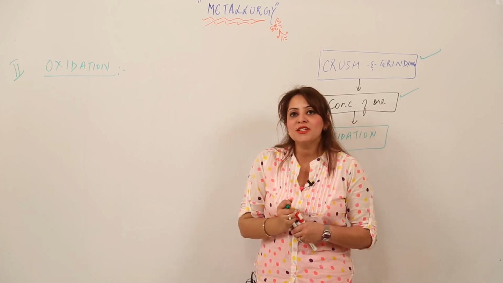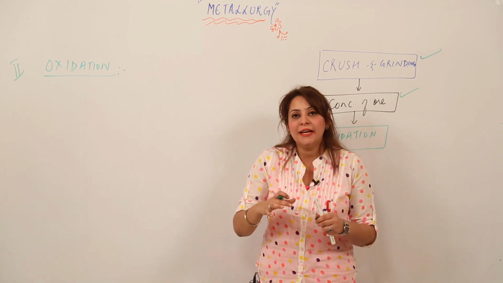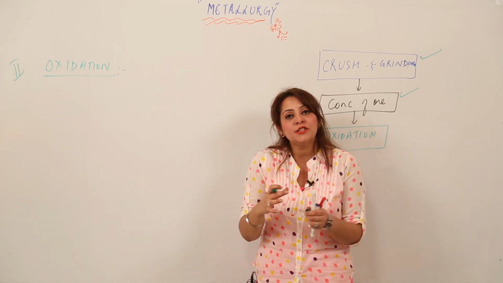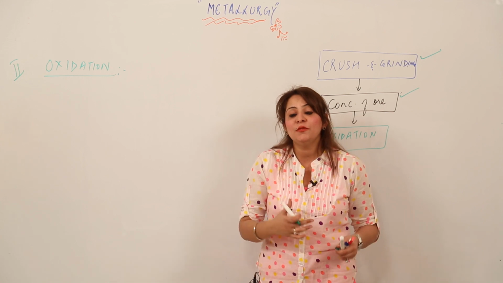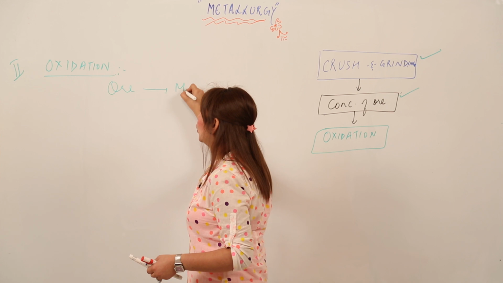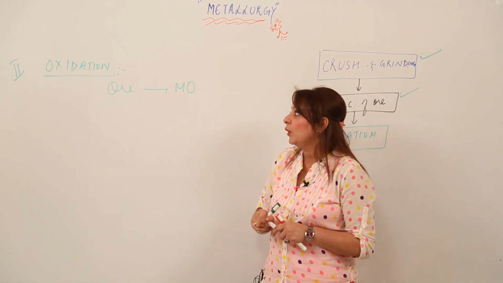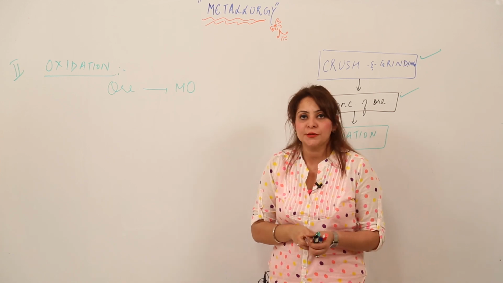So what we have done, we have just concentrated our ore, and our ore is now free of impurities. We are at a stage where we'll convert our ore into the metal oxide. So that is, we'll do an oxidation, right? So see, what are the methods which are employed for the oxidation?